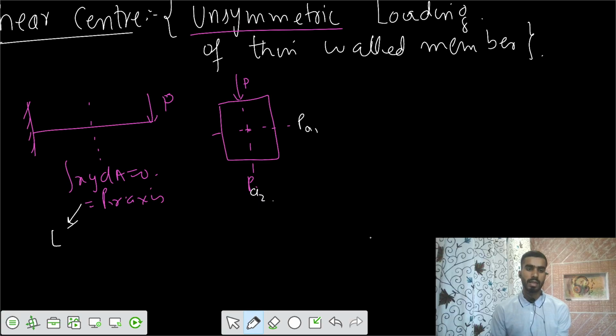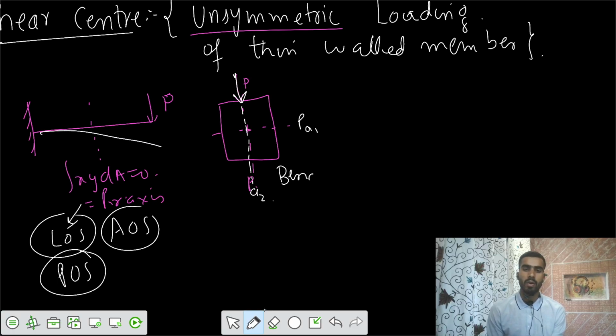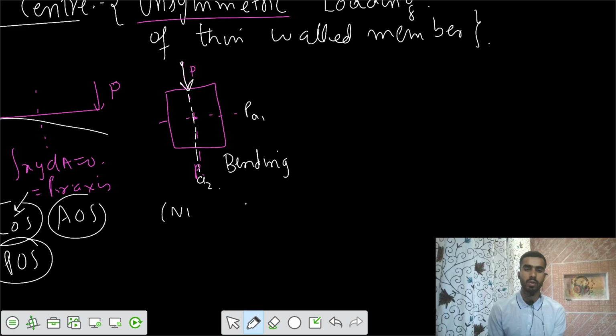We can also call it line of symmetry, or axis of symmetry, or plane of symmetry. There's some symmetry about that axis. So if the load passes along one of those principal axes, there would be some bending. We can say that we have only bending in the member. There won't be any twisting. No twisting of the members, no twisting of any fiber. So there is only bending possible.